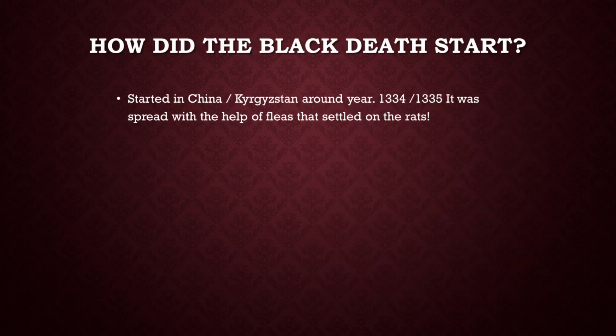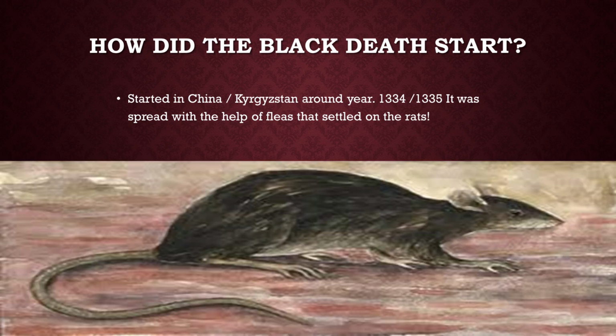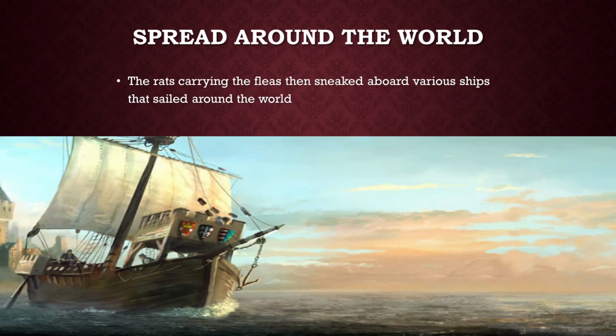How did it all start? Well, it started in either China or Kyrgyzstan around the year 1334 or 1335. This is still debated among historians. But it is a fact that it was spread with the help of fleas that settled on rats. The rats then mostly got into ships, because there they could find a lot of food that was stored for a long time. And that way the rats could travel from China to a large part of the world, because many countries during this time traded with China. So first it spread in Asia and then to Africa and Europe.